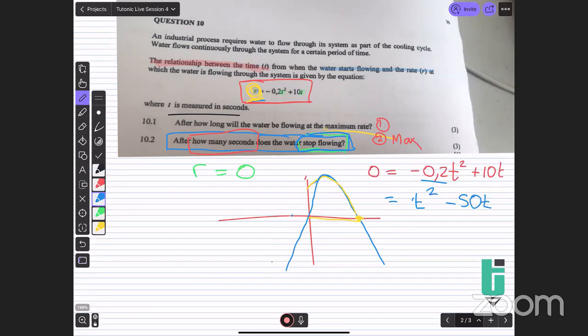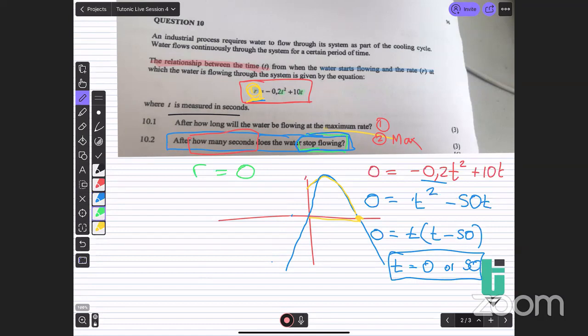Then we took out t as a common factor. So therefore t equals 0 or t equals 50. So what does this mean? That you're getting two answers, at both those times the water stops flowing.